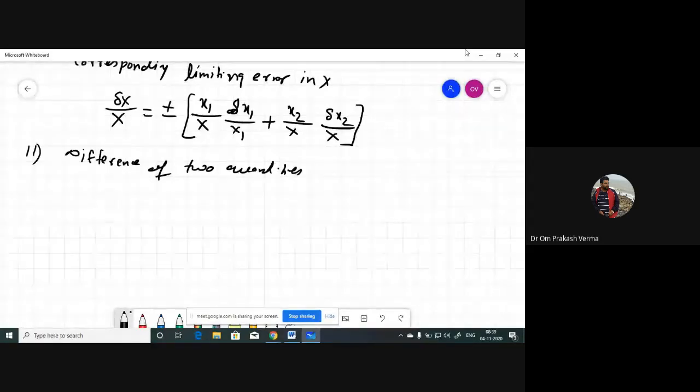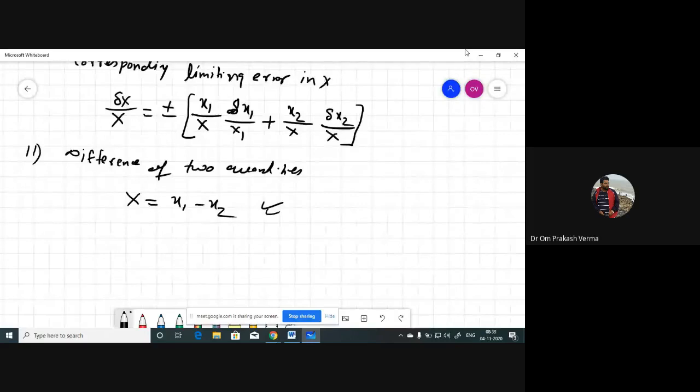How will we find? Let's say x equals x1 minus x2. In a similar way, the maximum error is plus or minus. It doesn't matter how it is related. For x1 minus x2, the maximum error is always plus or minus, right? Either the plus or the minus. ठीक है? So यहाँ से कैसे निकलेगा?